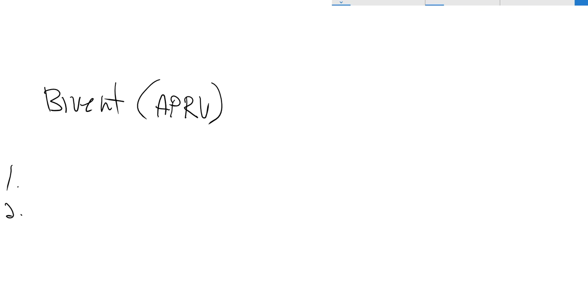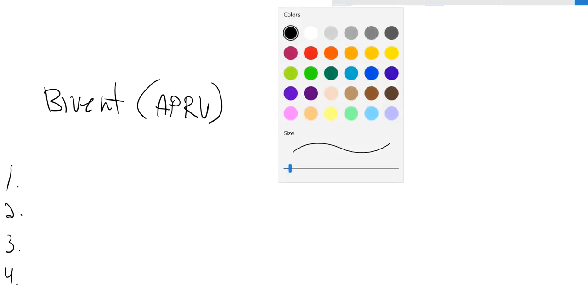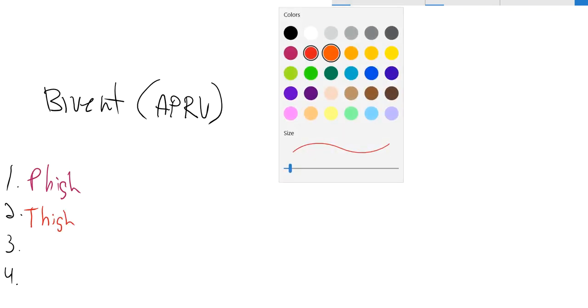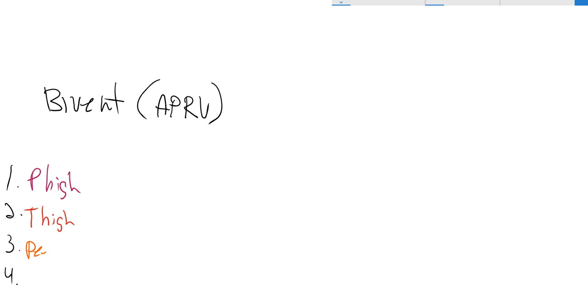We're going to talk about 4 terms just real briefly here. I'm going to use some different colors to make them stand out. The first term is called P-high. The second term is going to be called T-high. Third term is PEEP. Now, most of us know what PEEP is, but we're going to think about it a little bit differently in Bivent. And then the fourth term is T-PEEP.